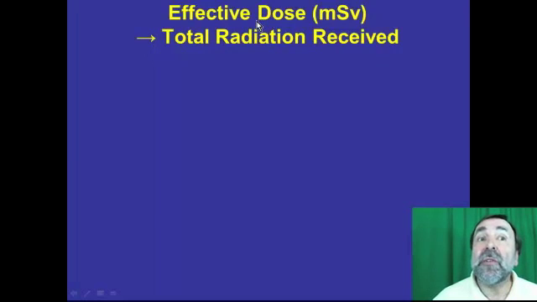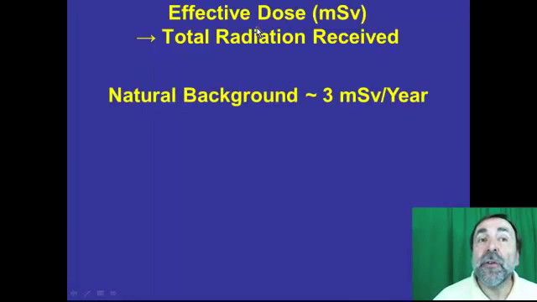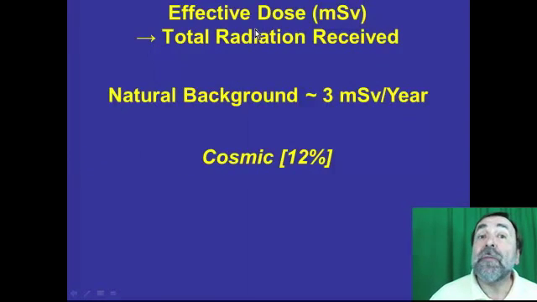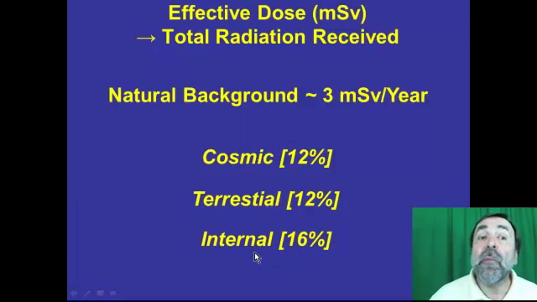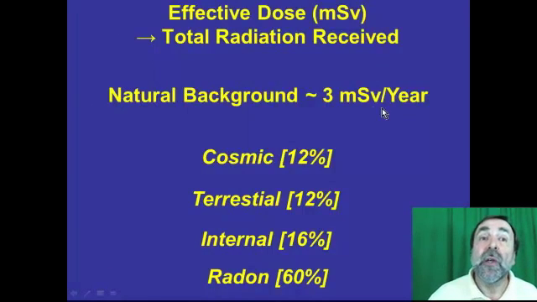Now the effective dose is a very useful metric. In North America, where I live, we get about 3 millisieverts per year. We get it from cosmic radiation, from terrestrial radioactivity, from primordial radionuclides incorporated into our bodies, and also from radon and radon daughters. As I say, 3 millisieverts is the typical average effective dose to an American, and the effective dose is a measure of the total amount of radiation your patients receive.